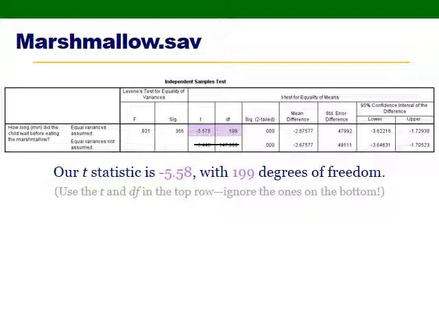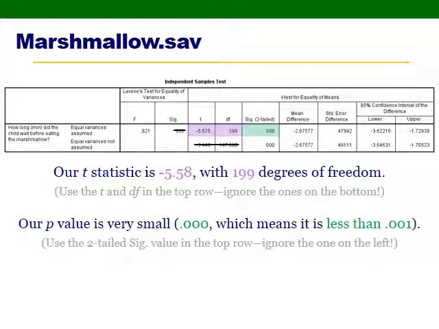Next, we need to look at our p-value. Now here's another thing that might be a bit tricky. There are two places in this table where we see sig, and we know that sig is our p-value. We're going to use the sig that's directly next to our degrees of freedom, the one that's highlighted in green. Do not use the sig that's next to t. This is something else. This is not our p-value.